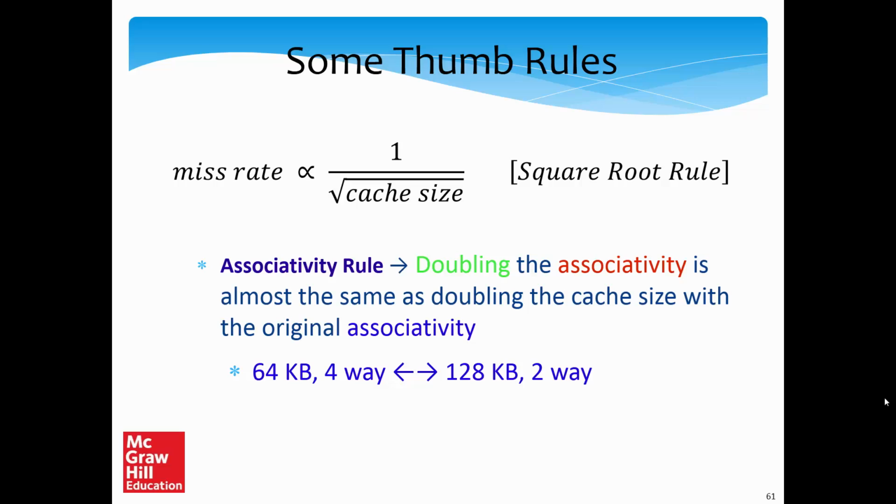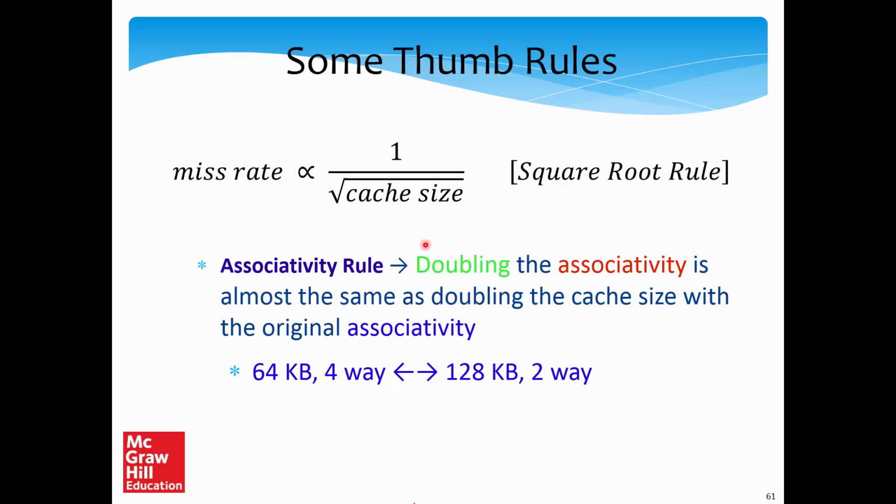And that's the reason it's called a rule of thumb. It's not a proof. It does not have a proof. So one thumb rule is that the miss rate is proportional to the inverse of the square root of the cache size, right? This is called a square root rule. It means that if I increase the cache size by 4 times, then I'll reduce the miss rate by a factor of 1 by 2. So I'll reduce it by 50%.